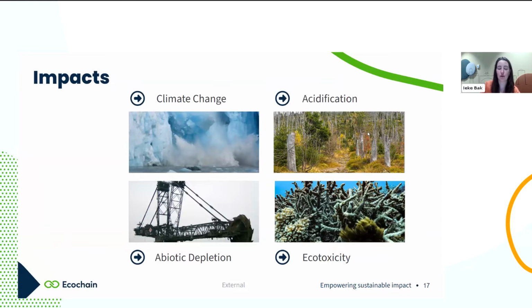But for example, you also have acidification with acid rains as a result. Ecotoxicity, you have it in oceans, but also in freshwater and land. And abiotic depletion. This is the mining of raw materials, also a very important one for circular economy.